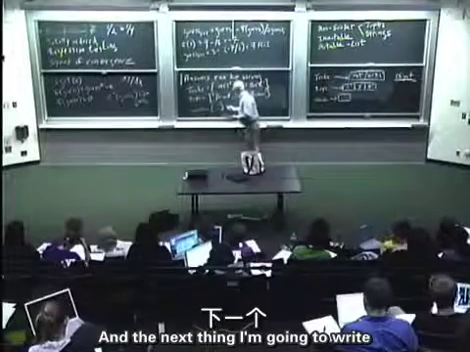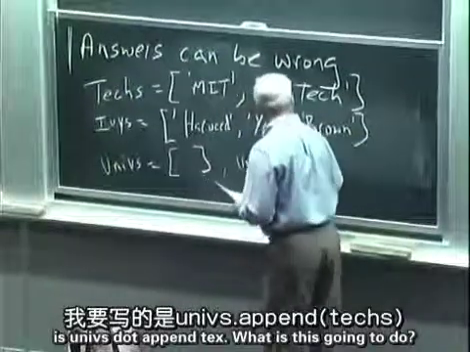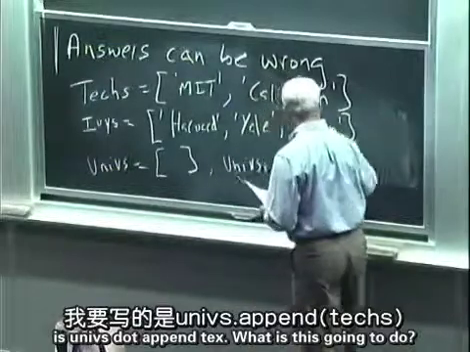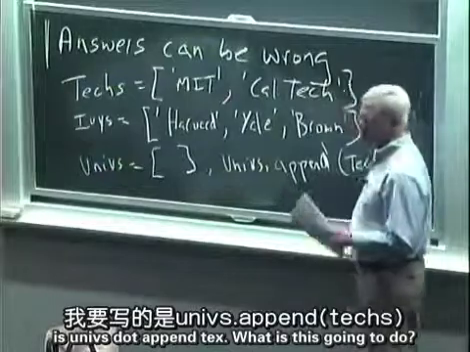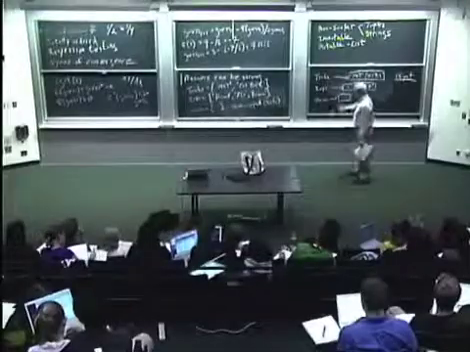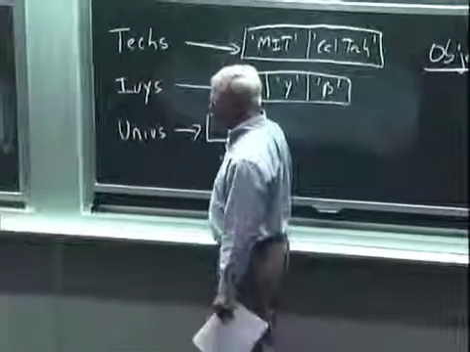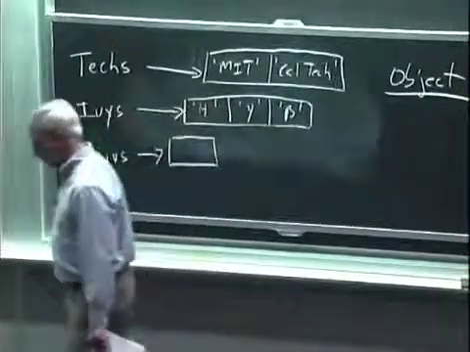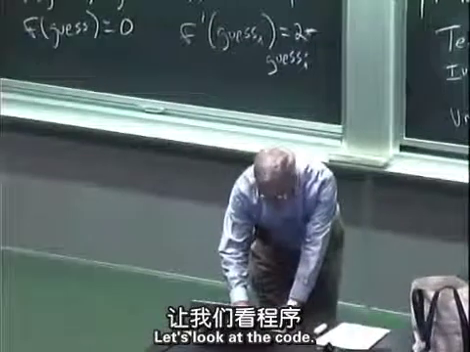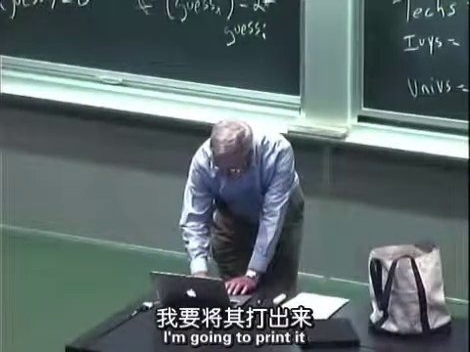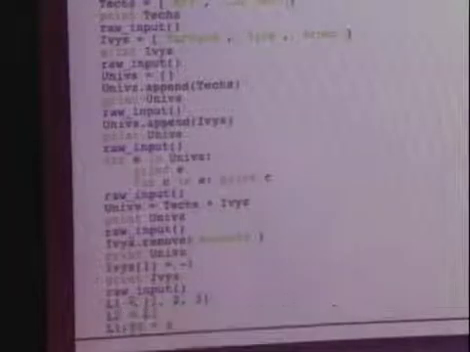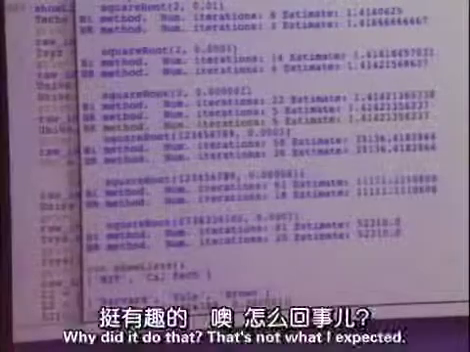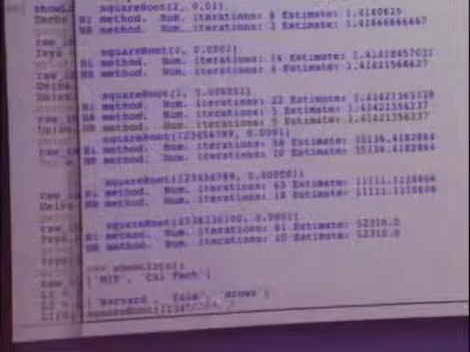And the next thing I'm going to write is unevs.append(tex). What is this going to do? It's going to take this list and add to it something else. Let's look at the code. And I'm going to print it, and let's see what it prints. It's kind of interesting. Whoops, why did it do that? That's not what I expected.